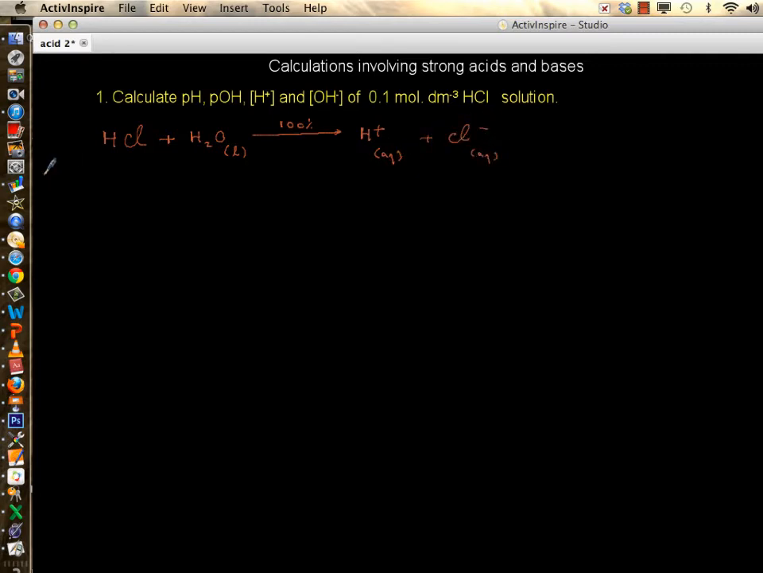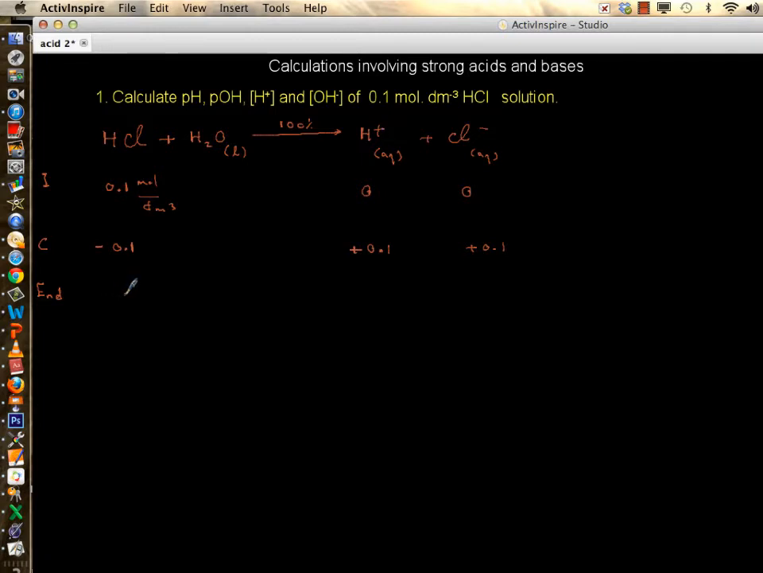Now at initial you have 0.1 mole per decimeter cube of your acid. Concentration of water is not important, it doesn't change much. You have no hydrogen and no chloride. When there is change, we follow stoichiometry. Since the coefficients are 1 for all of them, you will lose minus 0.1 on the reactant side and you will produce the same amount on the product side, 0.1, 0.1. Now instead of equilibrium, I put an arrow because this is just one direction, there is no double arrow.